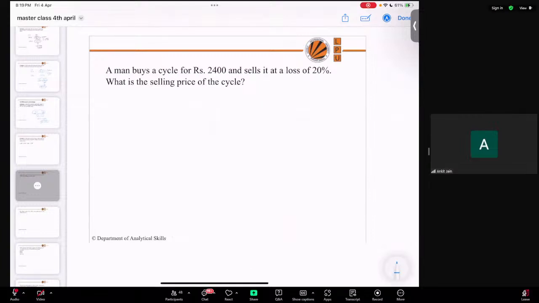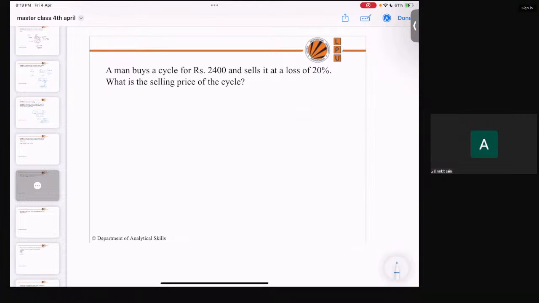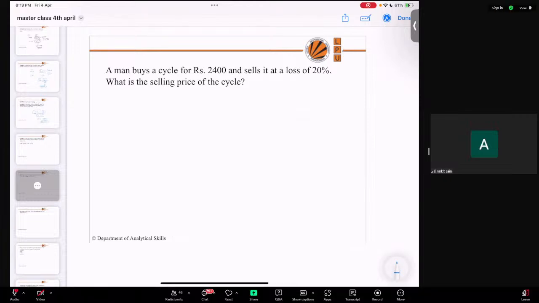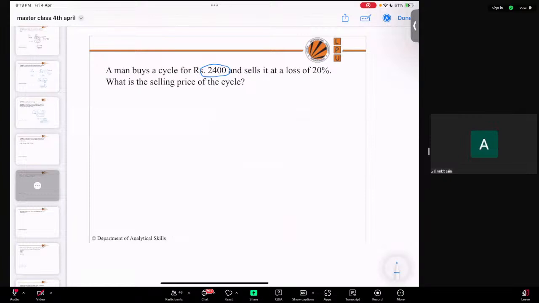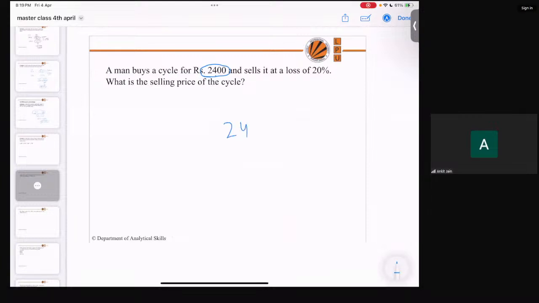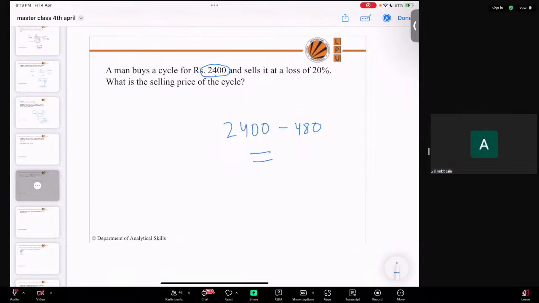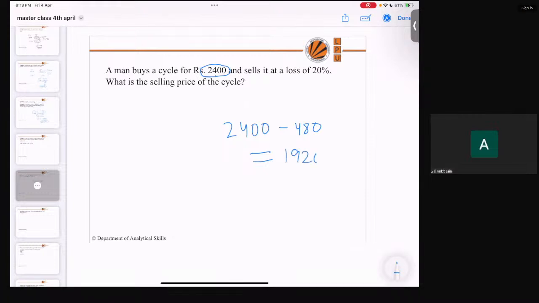Okay. Solve next question. There's a loss of 20% and man buys at 2400. So what is the selling price? Orally, you can answer. 20% of 2400. 10% is 240, 20% is 480. So what is the selling price? 2400 minus 480. Simple. 2400 minus 500 is 1900 plus 20. This is 1920.